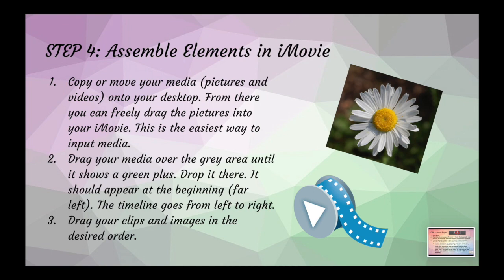And you can do that, and it's going to give you the option to import elements from your files, which is a few more steps, but it is doable. So you're going to want to drag your media, if you're using the drag and drop method, into the gray area until it shows a little green plus sign, and then you can just drop it there. It should appear at the beginning of your film, which is the very far left, because the timeline goes left to right. And you're going to drag your clips and images into the desired order.